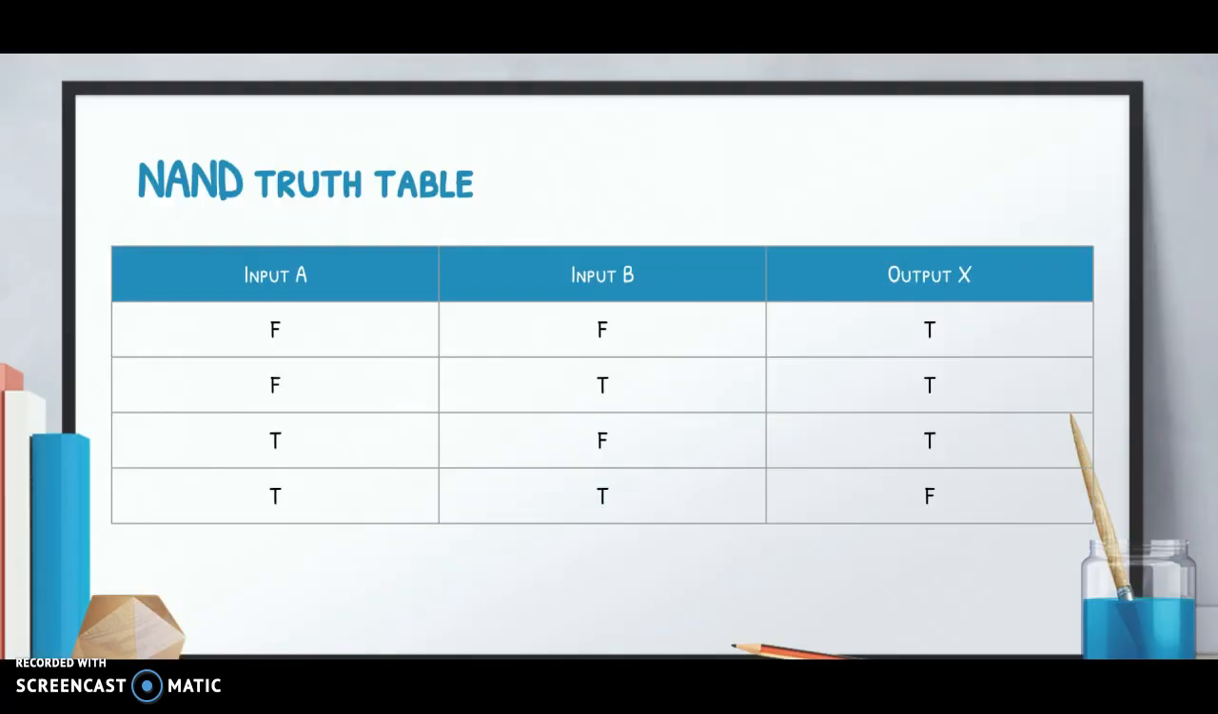Here's a look at the NAND truth table. And notice that the only way to get false in this case is for both A and B to be true, or on, or ones. In every other case, our output X is true. So if you compare these values here in output X to the same values in the AND truth table, you'll notice that these are the opposites or the nots of the original AND table.